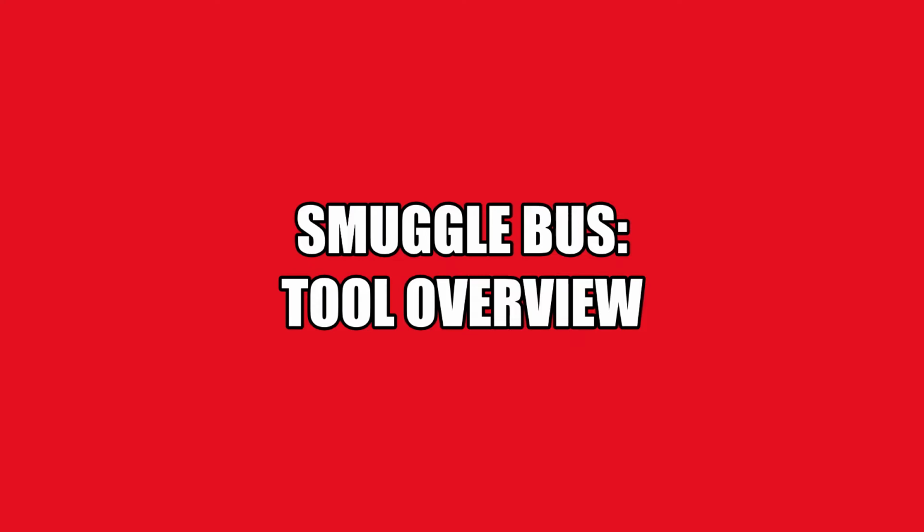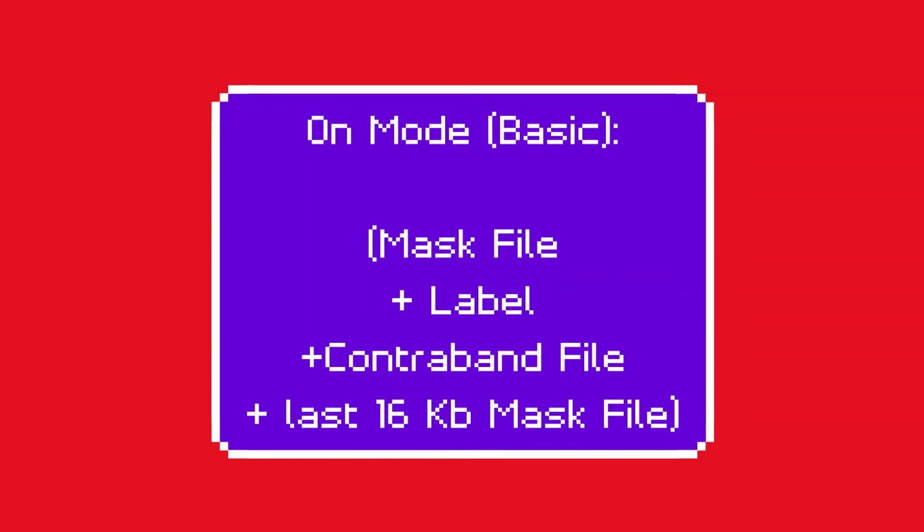Now that we understand the trick at the heart of it, let's talk through Smuggle Bus itself. In basic mode, Smuggle Bus takes one or more files you want to hide, called contraband files, and sandwiches each of them between a full-length benign mask file, either one you specify or a randomly generated image, and the last 16,000 bytes of that same mask file, along with a label that lets you find it afterwards or get the contraband file back out. This ensures that both the beginning and the end of the file will look like the mask file.